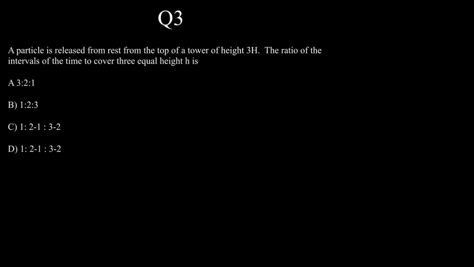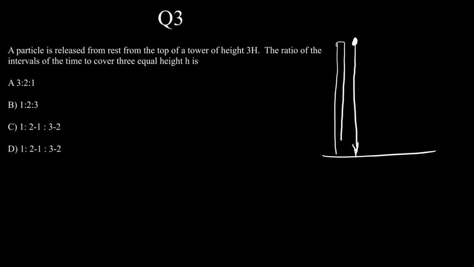So what we'll do is, as usual, we'll start the question by drawing a diagram. So this is what's given in the question. A particle is being dropped, right? It comes and hits the ground, and there's a tower here, right? So a particle is dropped from here. The height of the tower is 3h. Okay.